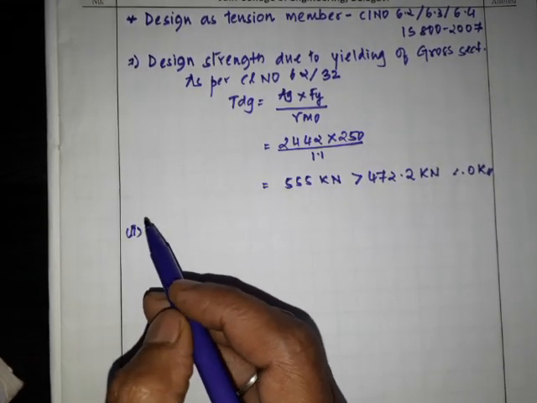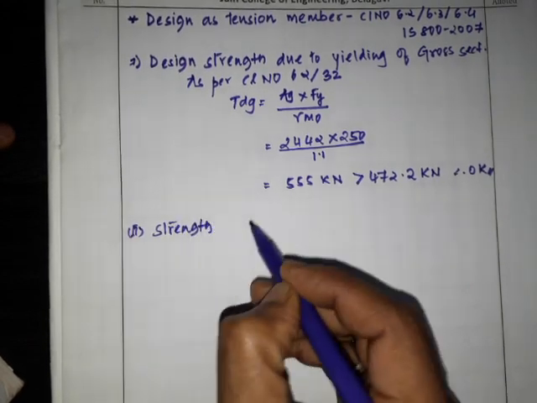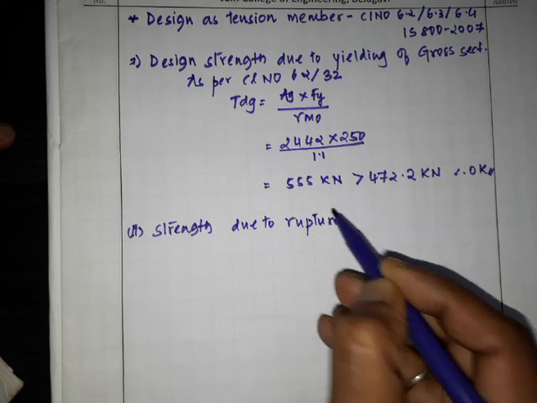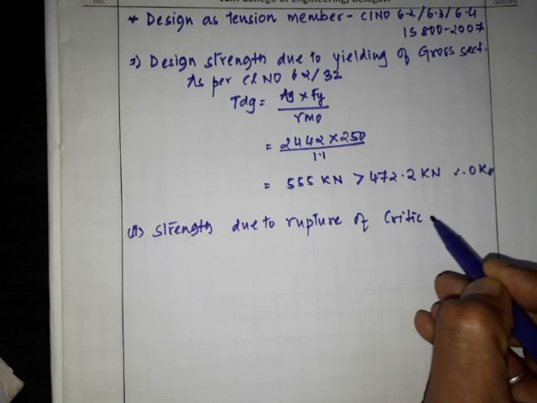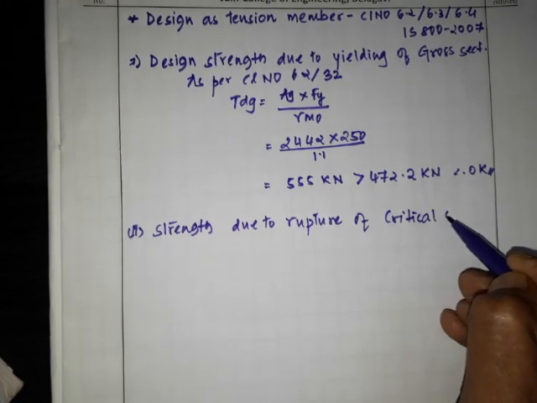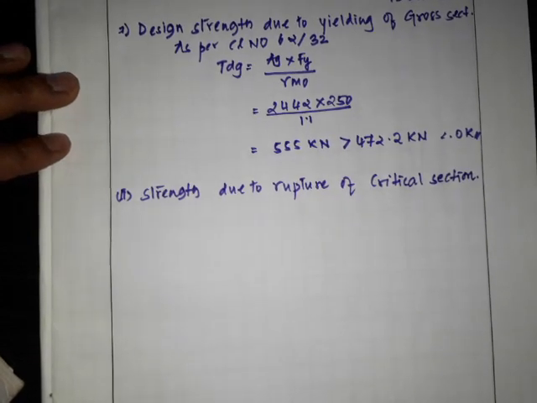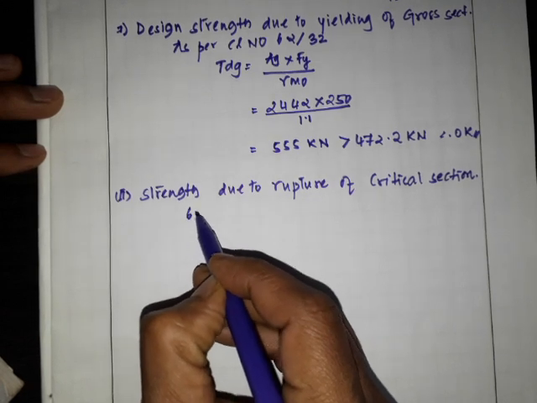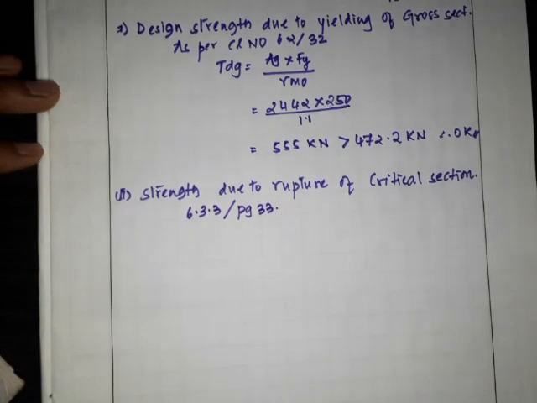Then next, the second one is strength due to rupture of critical section. Strength due to rupture of critical section, which is mentioned in the code, clause number 6.3.3, page number 33.